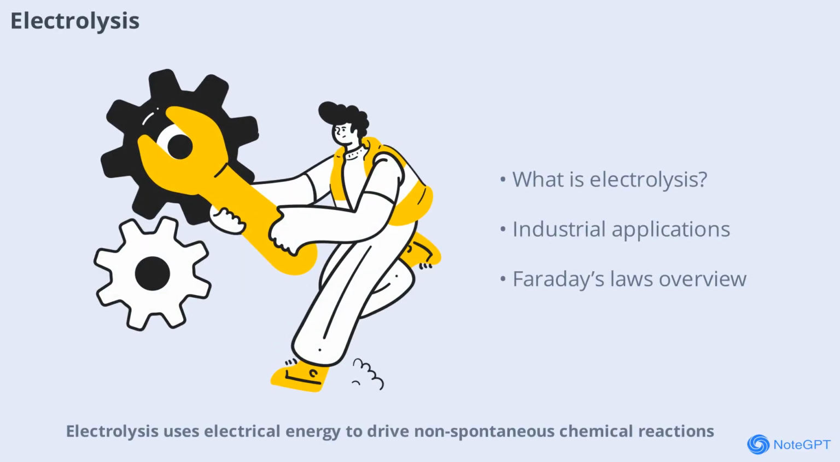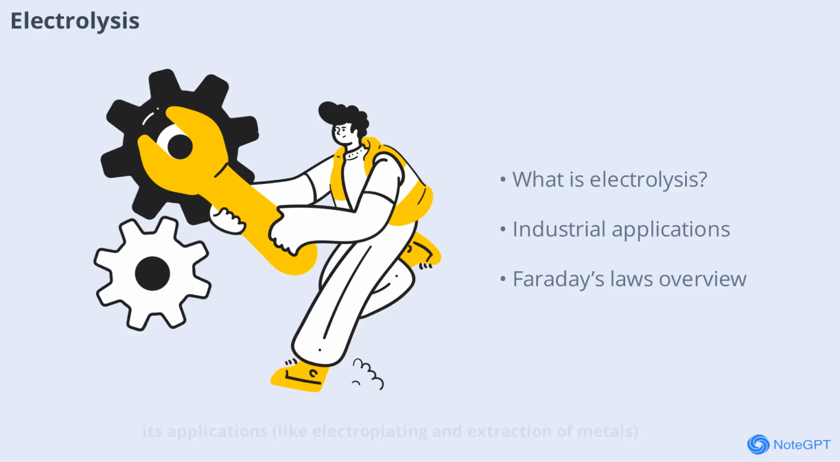Electrolysis uses electrical energy to drive non-spontaneous chemical reactions. We'll discuss the process, its applications like electroplating and extraction of metals, and how to calculate the amount of substance produced using Faraday's laws. Electrolysis is widely used in industry and is a key topic in physical chemistry.